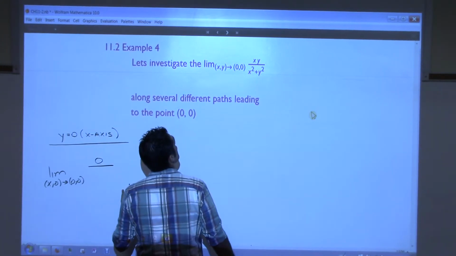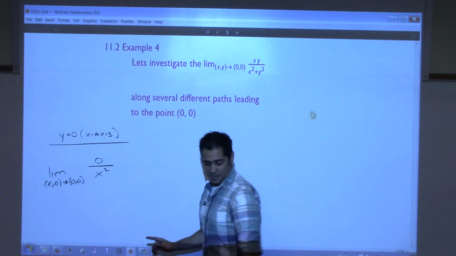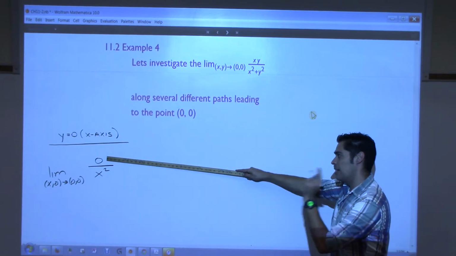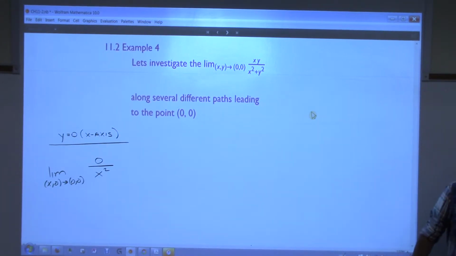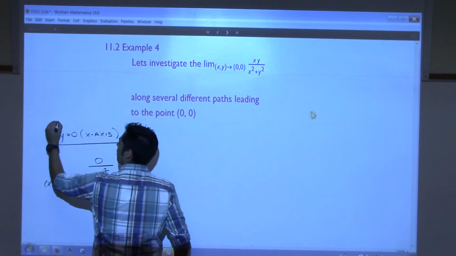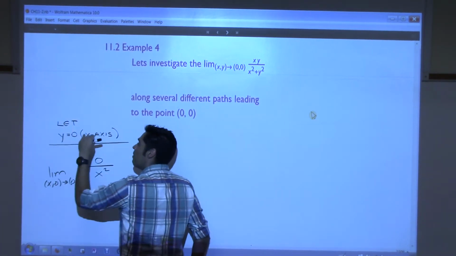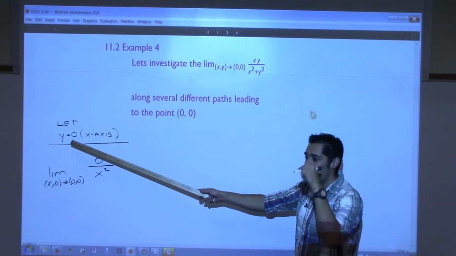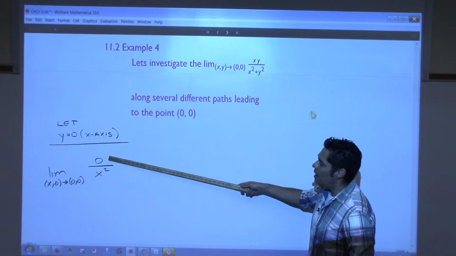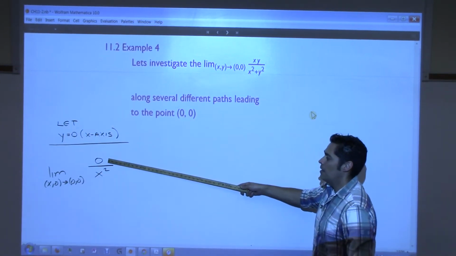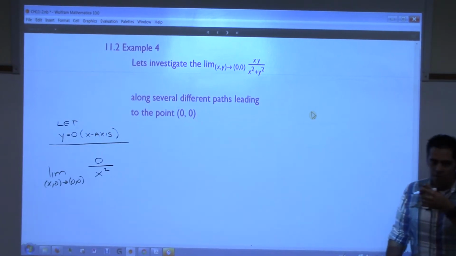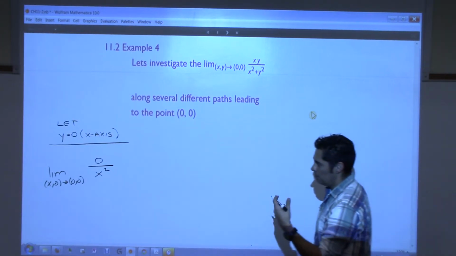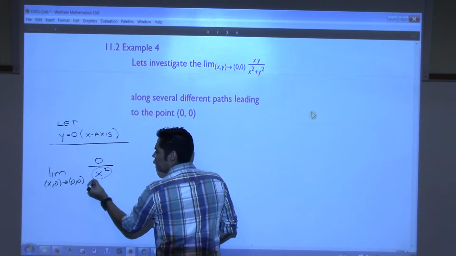Over x squared. Now, are we saying here that this top is approaching 0, or are we saying that the top is 0? It is 0, right? Because I am actually sitting here saying, let y be 0 so that I'm on the x-axis, not near it, on it. If I'm on the x-axis, y is exactly 0, and then the top is not approaching, it actually is 0. And the number 0 divided by any number would be 0, as long as the bottom is not 0.